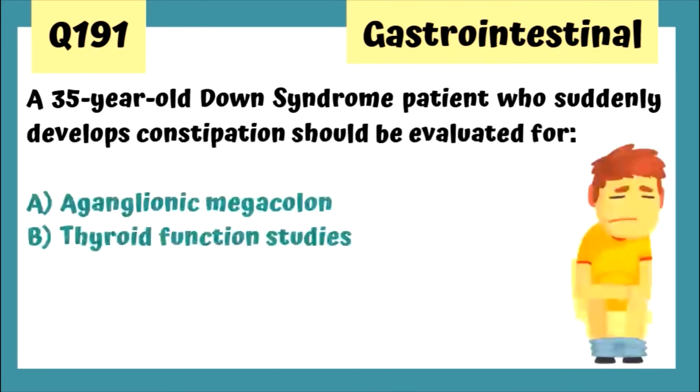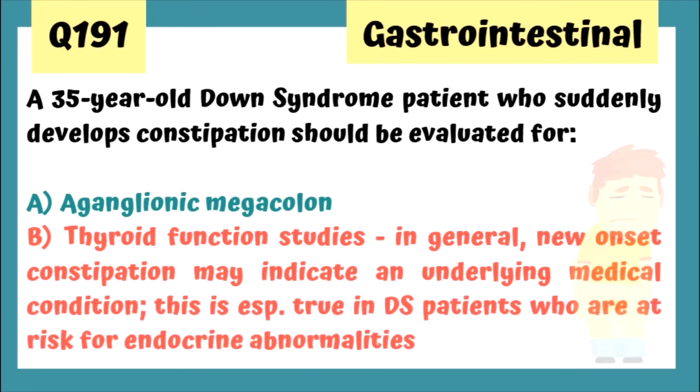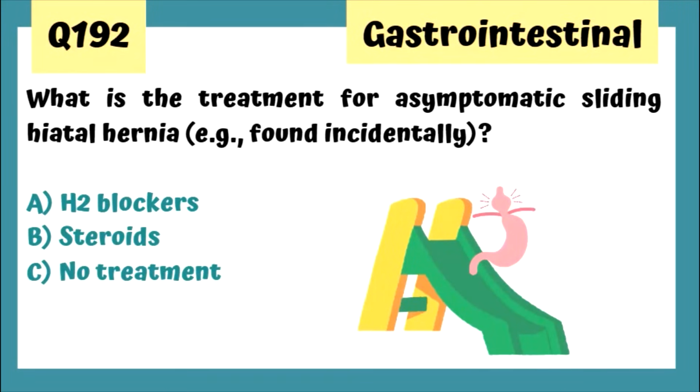Question 191, a 35-year-old Down syndrome patient who suddenly develops constipation should be evaluated for thyroid function studies. It's sudden constipation. We're concerned that it might be an underlying hormonal abnormality. Question 192, what is the treatment for asymmetric sliding hiatal hernia? It's asymptomatic, which is found incidentally. Nothing. You don't treat it, you only treat it if it has symptoms.